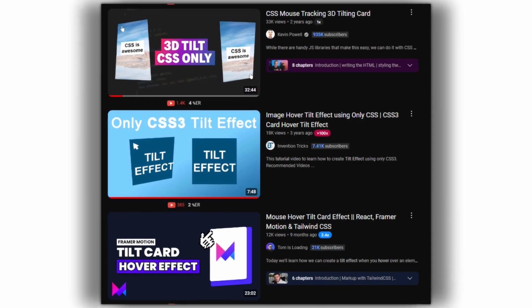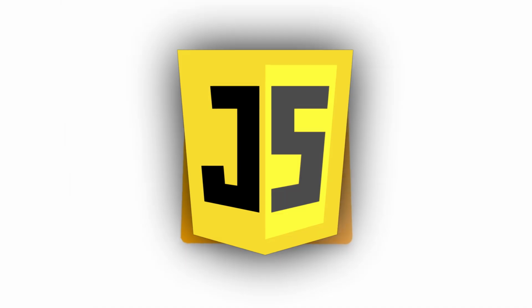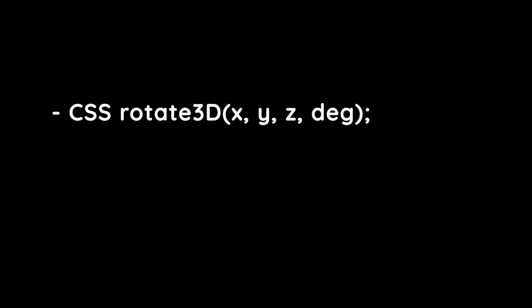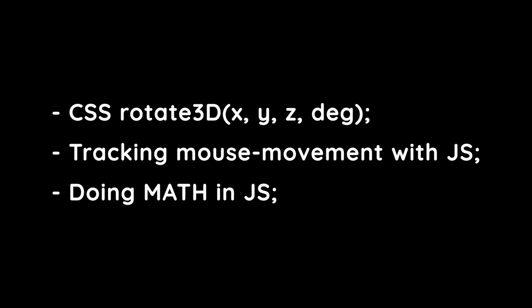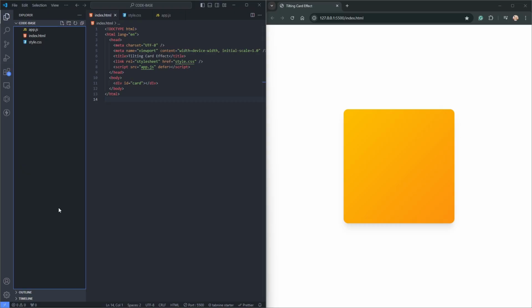Creating this card tilting effect using CSS only is possible, but we are going to do it with JavaScript. That's because the one we will create is smarter and more engaging. It not only tilts on hover but reacts to mouse movement towards the center and has a gloss effect that responds to the cursor movement as well. You will learn how to use the CSS Rotate 3D property, track mouse movement with JavaScript, and perform dynamic calculations based on that. VS Code and browser are open.